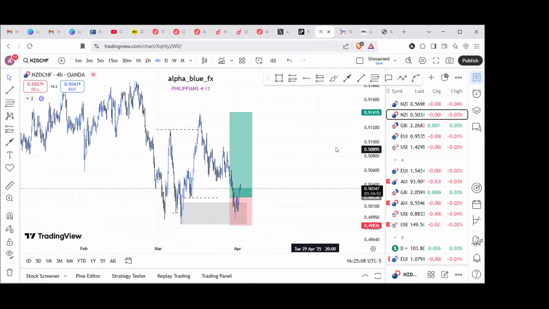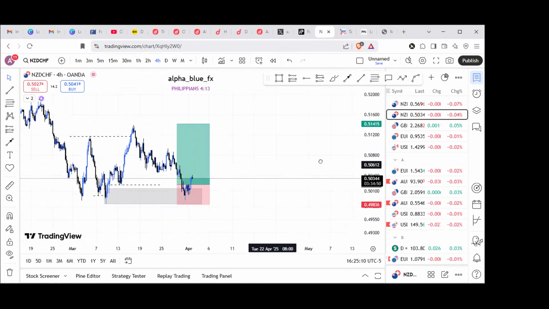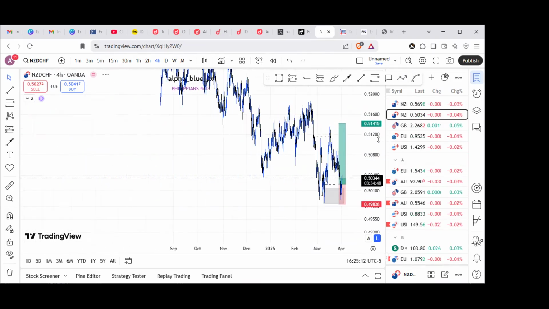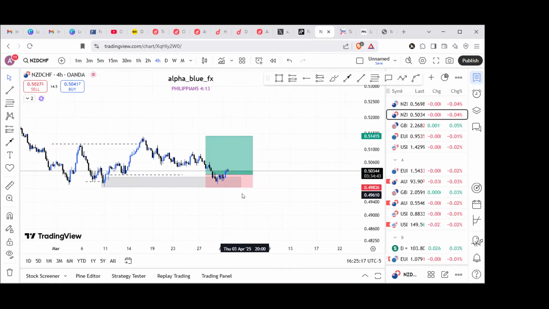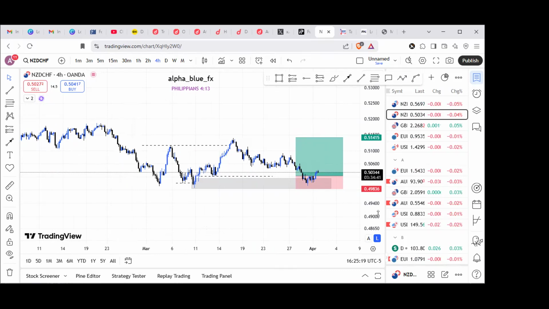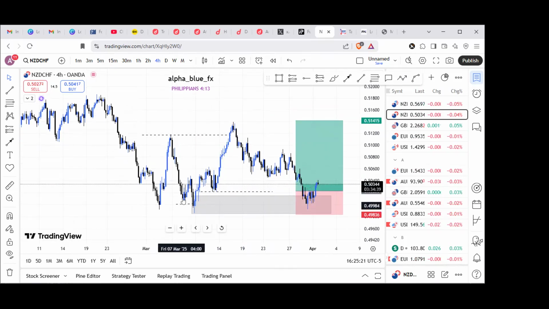So this is the trade I took on NZDCHF. This is exactly what I've just finished explaining to you. These are the three things I'm looking at. One, we got the liquidity sweep here, right? We got the liquidity sweep here.